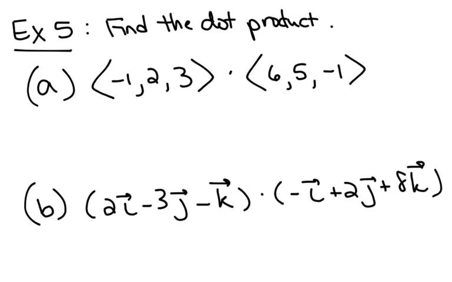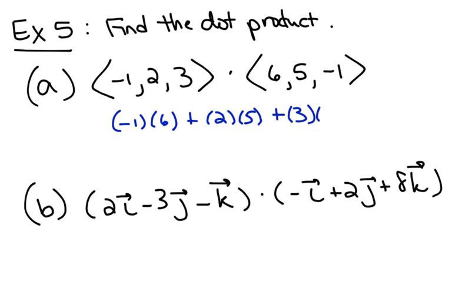So in problem 5a, when I find the dot product of <-1, 2, 3> and <6, 5, -1>, I'm going to multiply negative 1 times 6, add that to 2 times 5, and add that to 3 times negative 1. So negative 6 plus 10 plus negative 3 is going to equal 1.